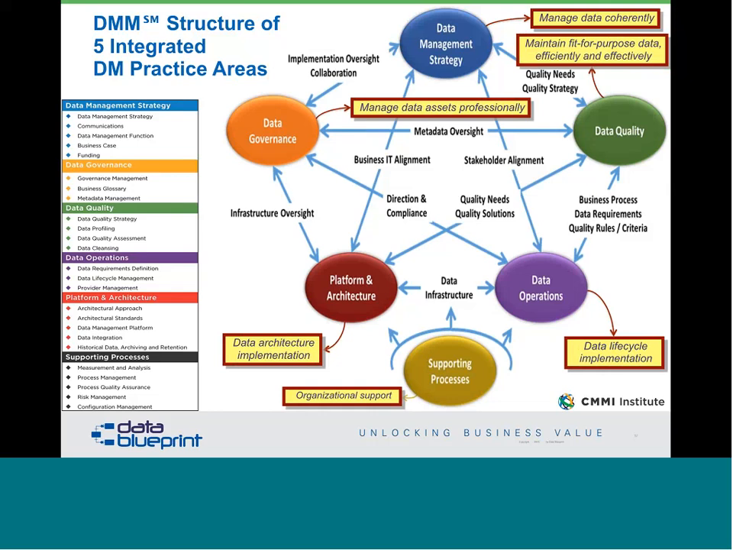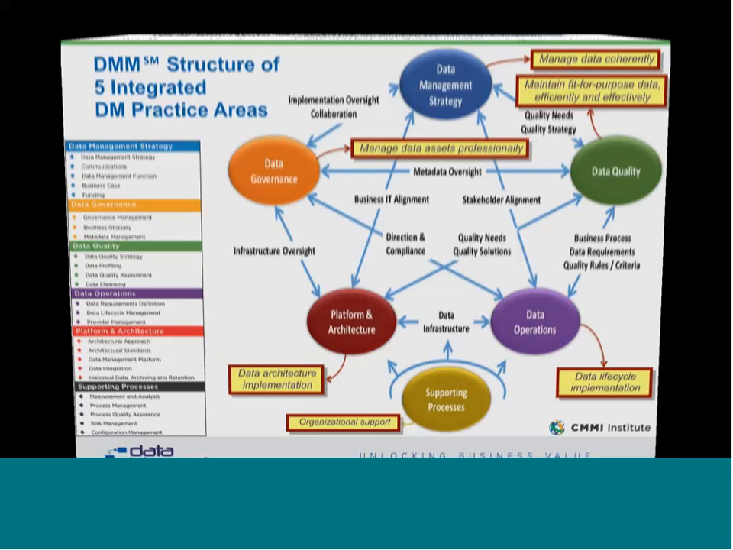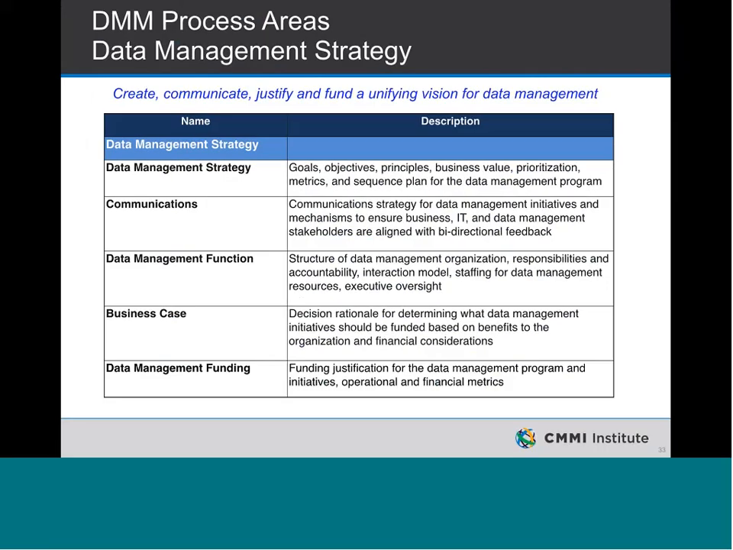So the next couple slides, Melanie's going to briefly talk about each of the five areas up there. The supporting processes come in at the very end, so it's actually six total. Here's the first one. So the data management strategy is about the organization-wide program. Do you have a strategy is the first one.